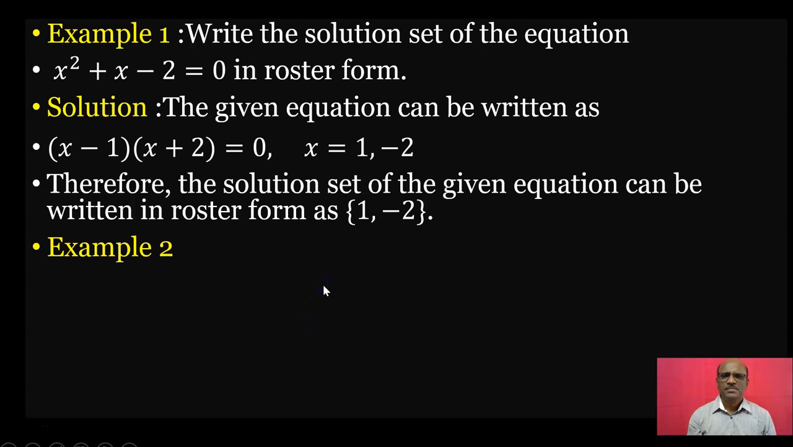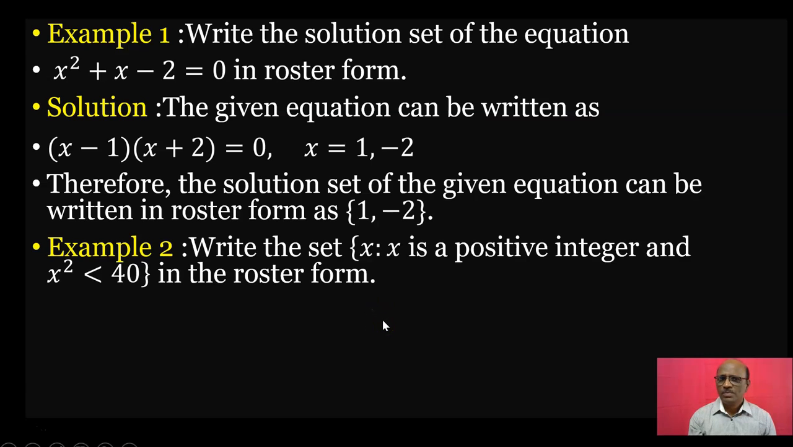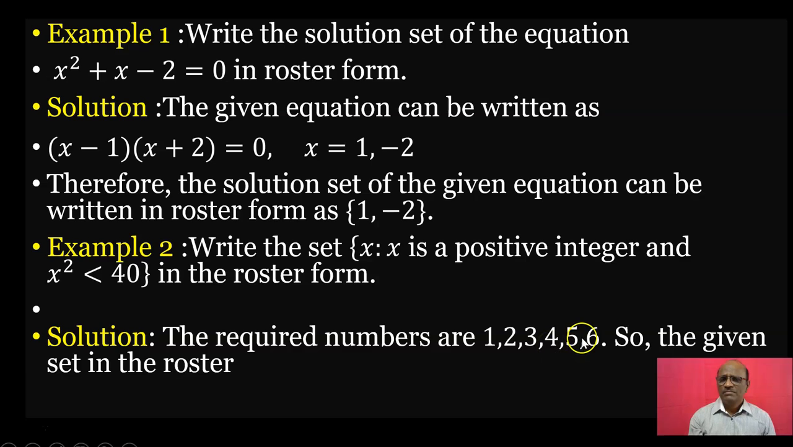Next example. Example 2. Write the set {x : x is a positive integer and x² < 40} in roster form. Set of positive integers. Therefore, the solution. The required numbers: 1² < 40, 2² < 40, 3² < 40, 4² < 40, 5² < 40, 6² < 40. But 7 we cannot take, since 49 is more than 40. Therefore, the required numbers are 1, 2, 3, 4, 5, 6. So the set in roster form is {1, 2, 3, 4, 5, 6}.